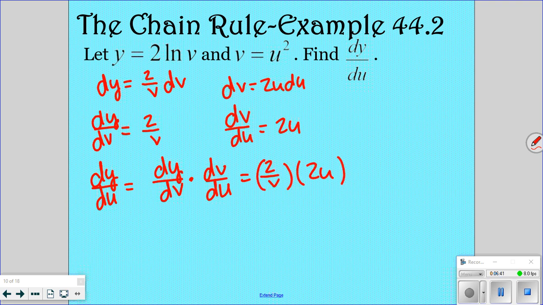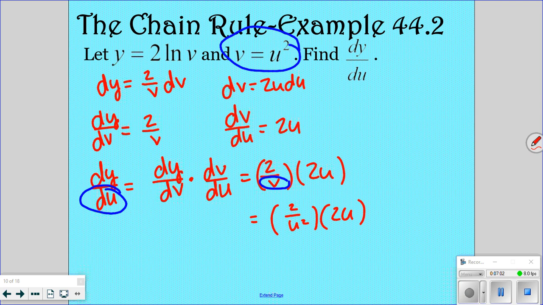we're going to have 2u. Now again, for this one, it says du in our denominator, so it has to be in terms of u. So this little v can't stay. So v equals u squared. So we really have 2 over u squared and times 2u. And then one of the u's will cancel here, and so we'll end up with 4 over u for our answer. So that's how you can do chain rule. Again, you can do it without chain rule if you would like, but you should still get the same answer.